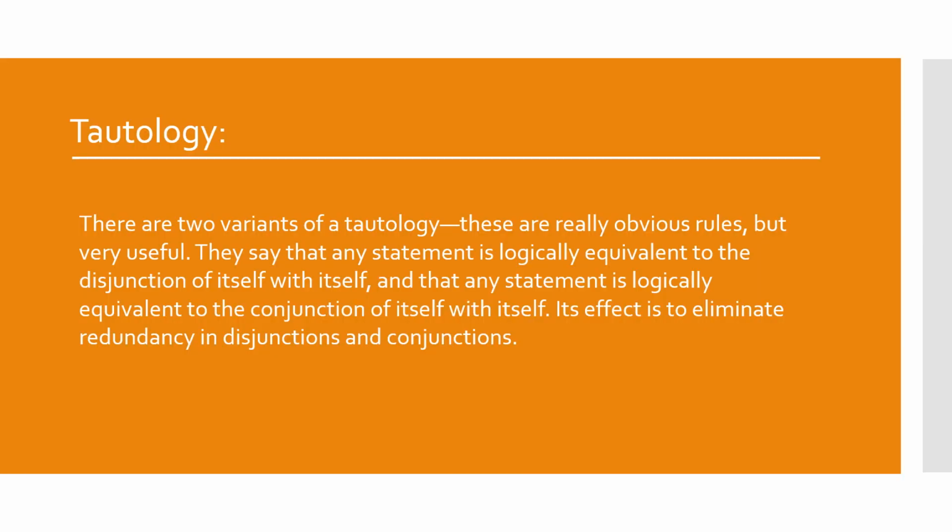Now the last of our replacement rules is going to be a tautology. We abbreviate this with simply TAUT. And these are insanely obvious rules here. Now there are two variants of a tautology. Both are incredibly obvious, but they're also fairly useful. Essentially, they tell us that any statement is logically equivalent to the disjunction of itself with itself, and that any statement is logically equivalent to the conjunction of itself with itself. Now, the primary effect of this is to allow us to eliminate redundancy in disjunctions and conjunctions. And we'll see what that looks like by way of examples.